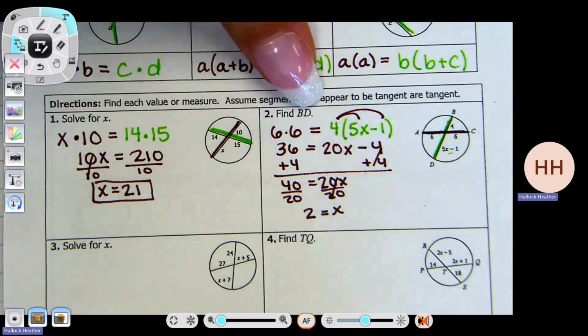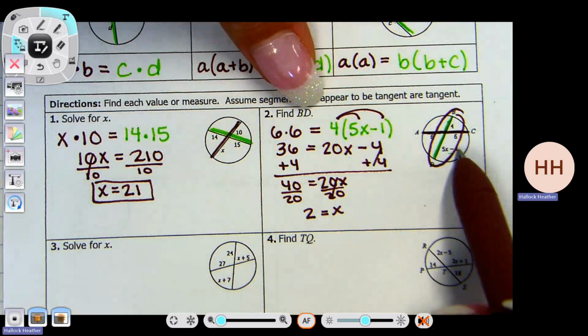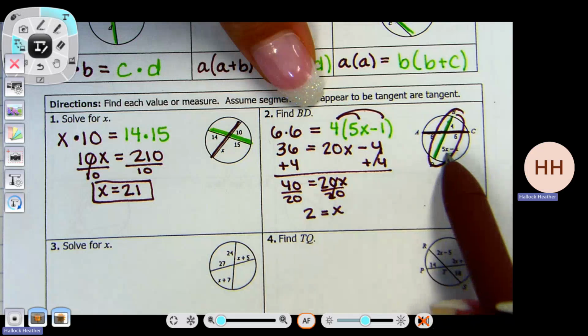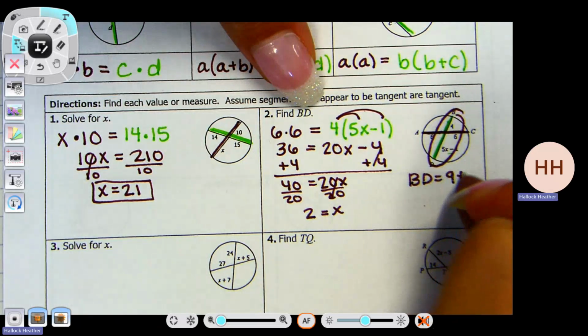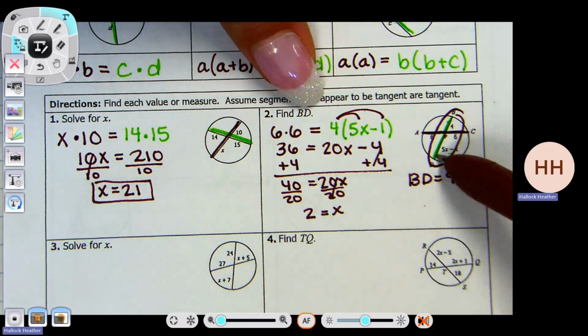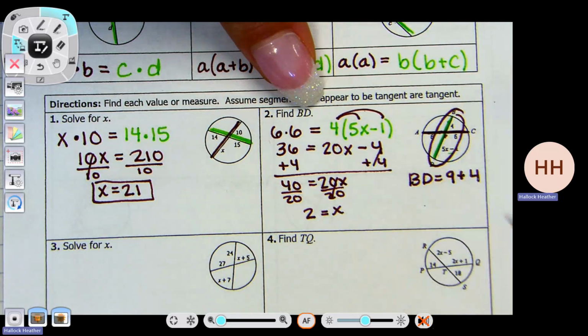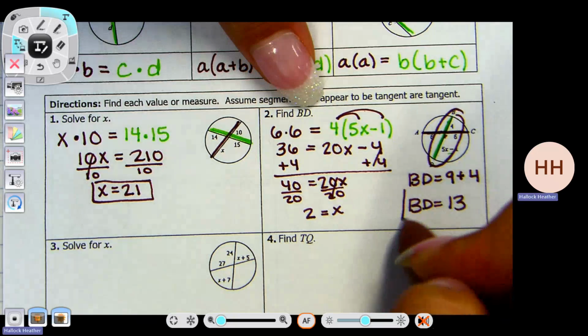I need to find BD. So BD is this whole line right here. So I have 5x minus 1. X is 2. So 5 times 2 minus 1 is how much? 9. So BD is 9 plus what? 4. Because if this piece is 9 and this piece is 4, I'm adding them to make the length of the line. So BD is actually how much? 13.